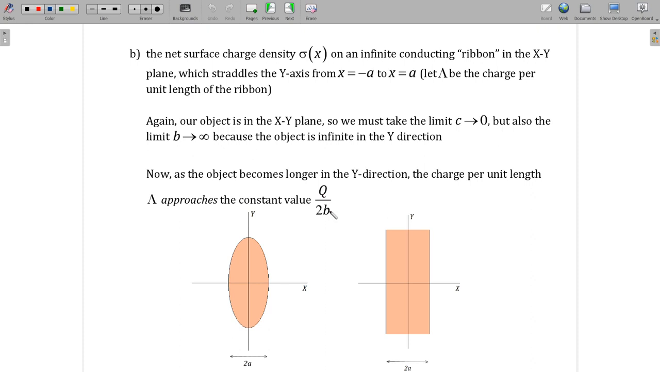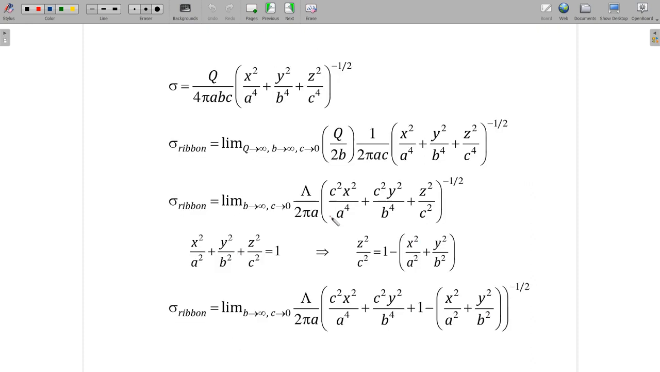If you don't increase q but you keep increasing b, ultimately the charge per unit length will become 0 everywhere, but it would become a constant because of the uniformity of all the points on the y-axis. So this is a very interesting part. So q by 2b is a ratio which approaches lambda as the length becomes very large. So with that knowledge, we can now proceed to finding the limit.